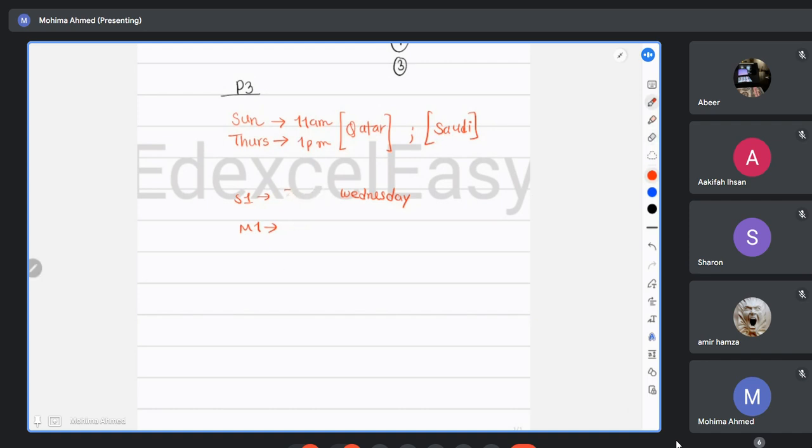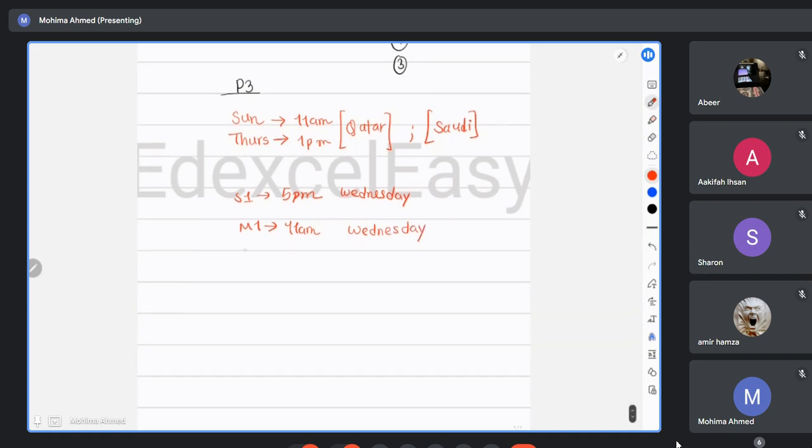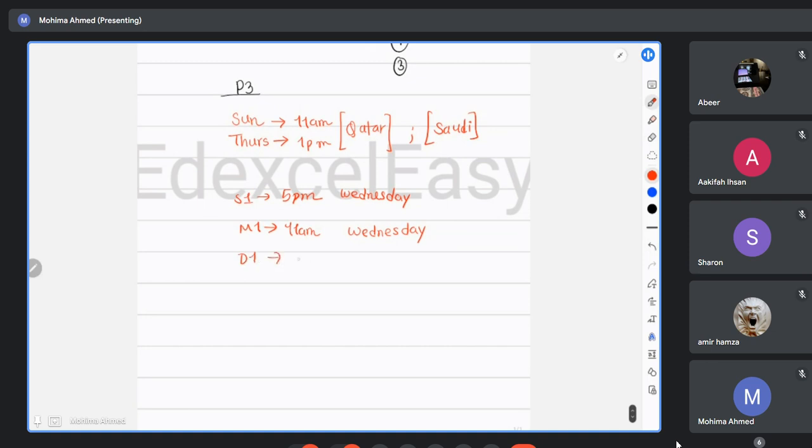So S1 is at 5 p.m., M1 is at 11 a.m. on Wednesday, and Decision 1 maths will be on Friday at 9 a.m.